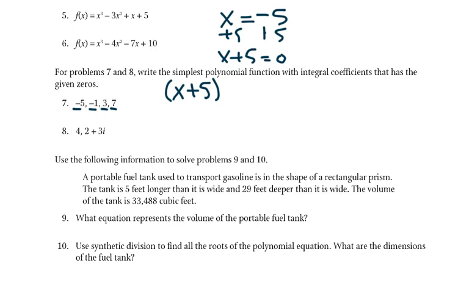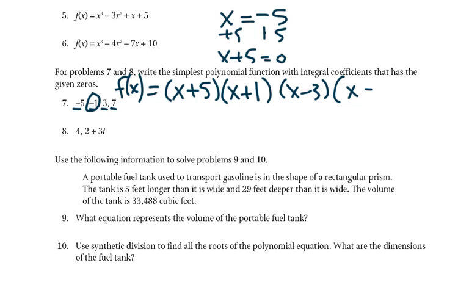Negative 5 becomes plus 5, times, and this is going to equal our function, negative 1, so it would be x plus 1, the opposite. Positive 3 would be x minus 3. Positive 7 would be x minus 7. Okay, now we need to multiply these guys.